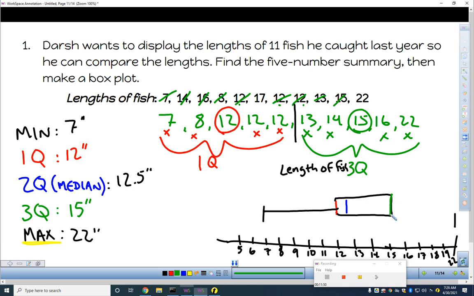All right, then we connect everything in, and we draw that out. So, again, you can kind of see here that my minimum value is represented down here. My maximum value is represented down here. You can tell that the median is here, and my first and third quartiles are represented there.